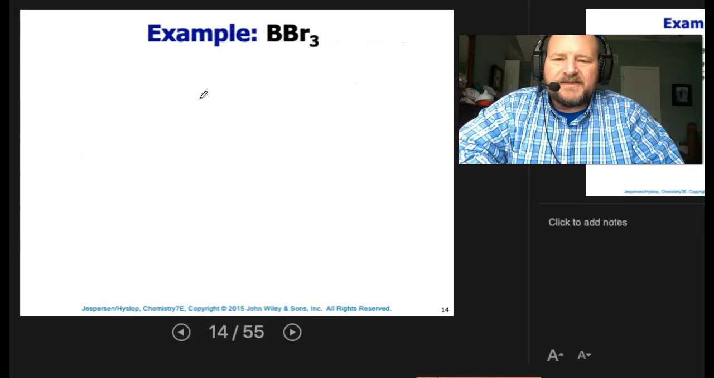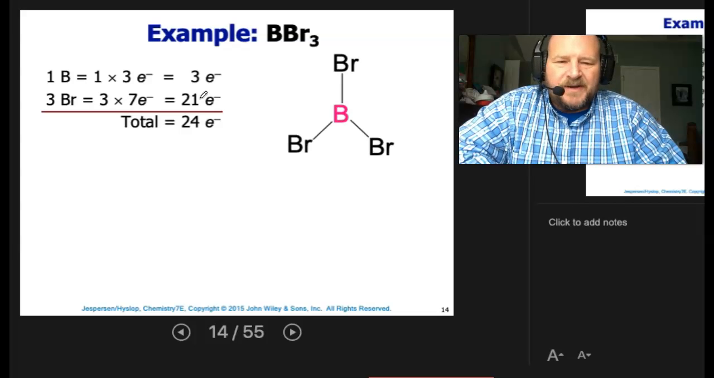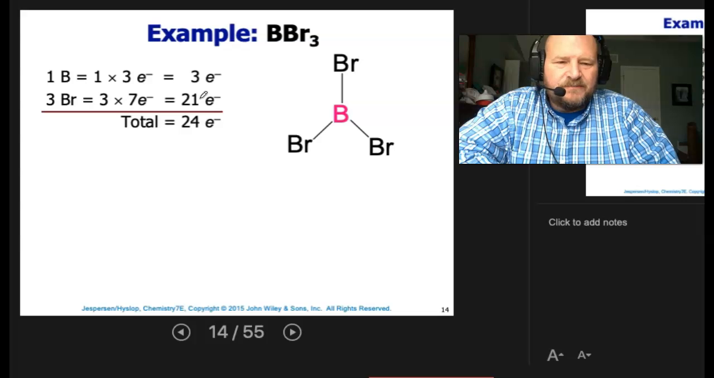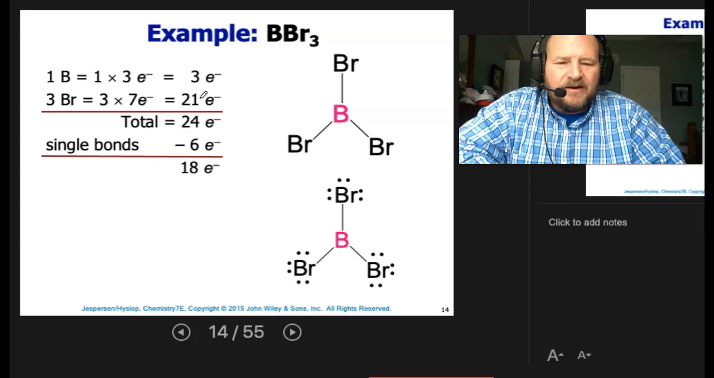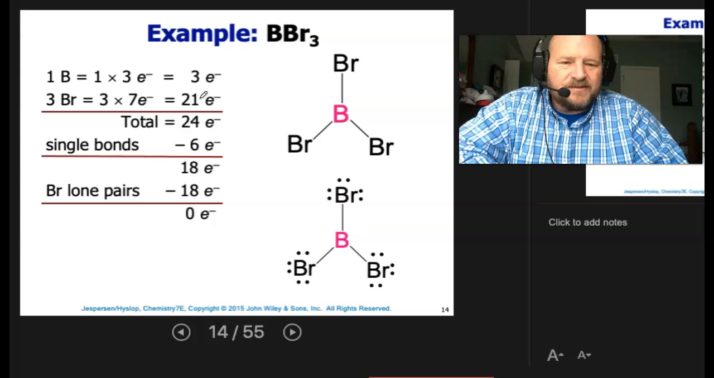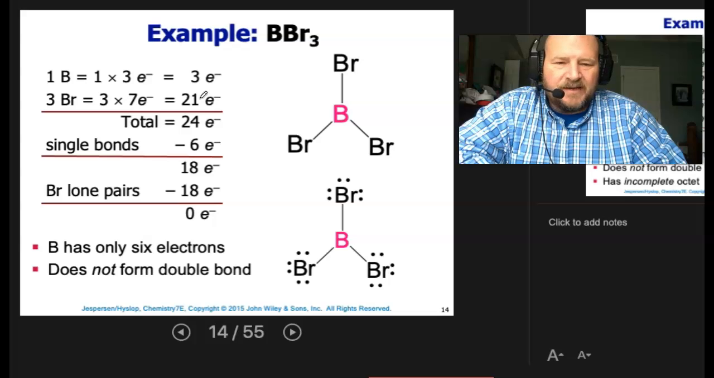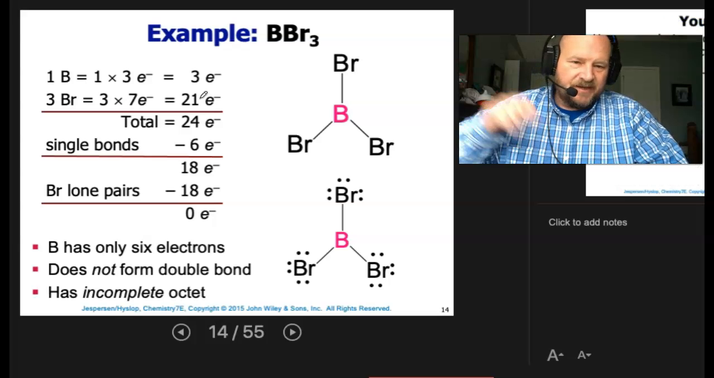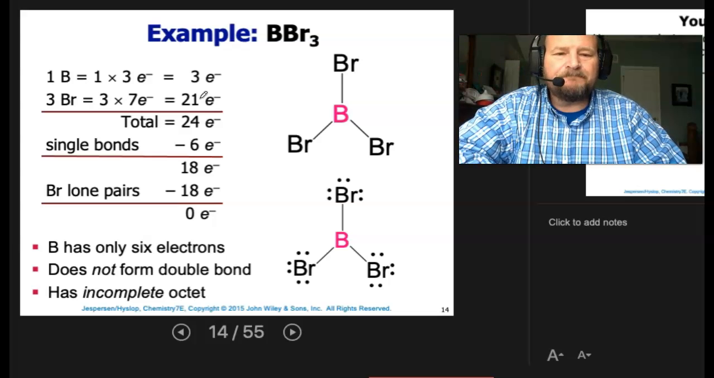All right. Let's take a look at boron tribromide here. So we have 1 boron with 3 electrons, 3 bromines, 21 electrons. We draw out our basic structure with our 24 electron total. We're going to use up 6 in bonding. That leaves us 18. We're now going to go ahead and complete those terminal bromines, and that's going to use up all 18 electrons. So boron here only has 6 electrons, and it will not form a double bond. So it's just going to end up with an incomplete octet. Okay, so for boron, that's going to be okay.